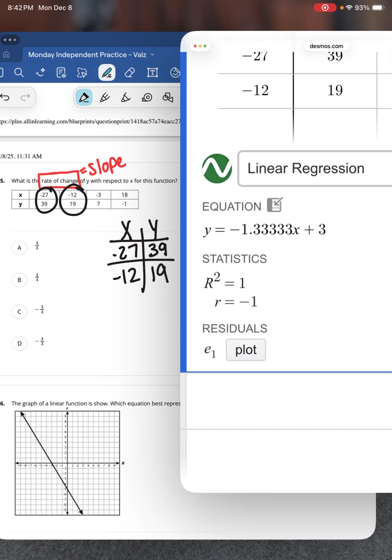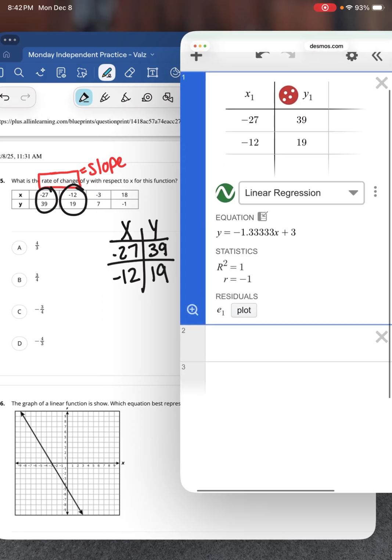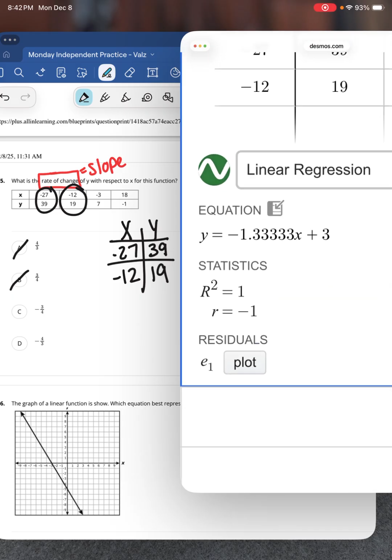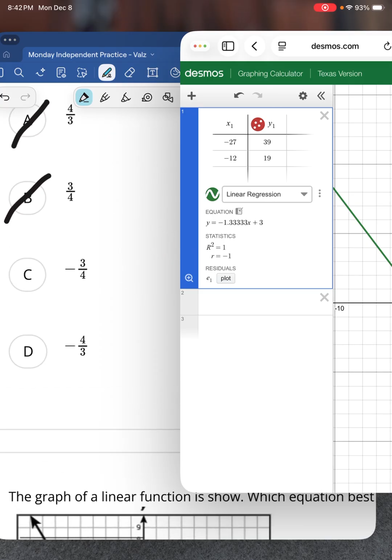Now I have this as my equation. So I'm going to go ahead and do 2 things before I start converting. First of all, I see that it's negative, so I can go ahead and eliminate A and B because those are both positive. Now let's say you don't remember how to use the formula for slope of a line, or you don't know how to change this to a fraction, we can also go ahead and enter in these answer choices and see which one matches.